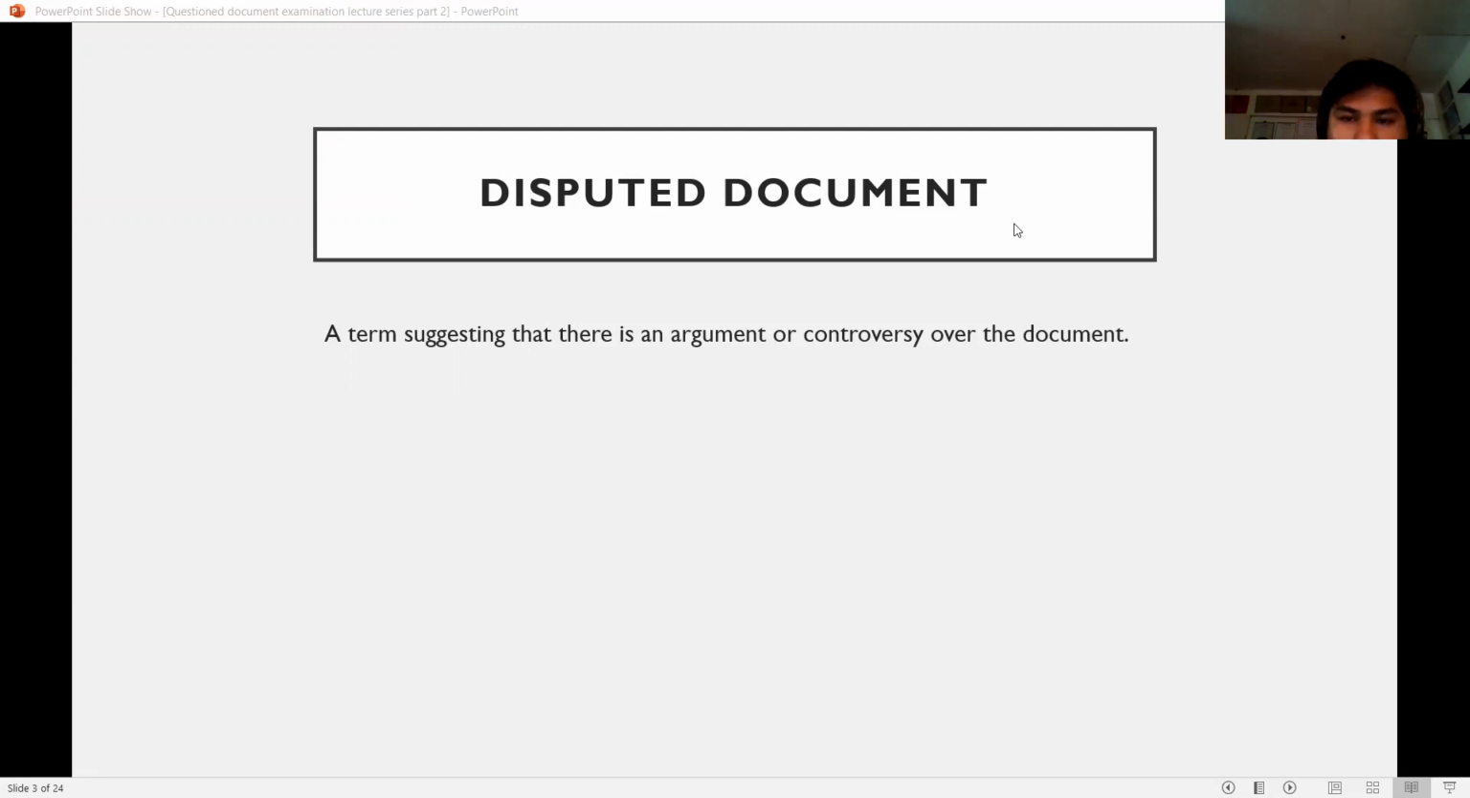Again, a disputed document is always a question document. Why? There's an argument or controversy. And a question document is not always a disputed document, because when you question a document and later you find out that it's true, it's genuine, then it's not anymore a question document. It's not anymore a disputed document also, because you found out the truth.